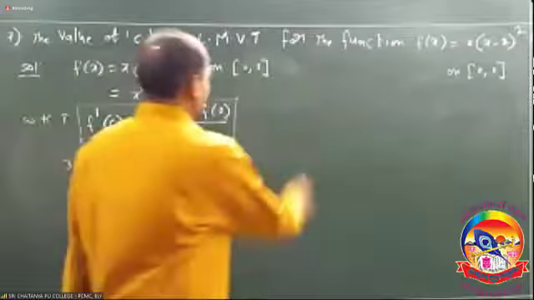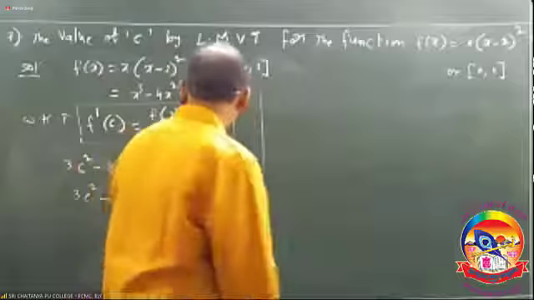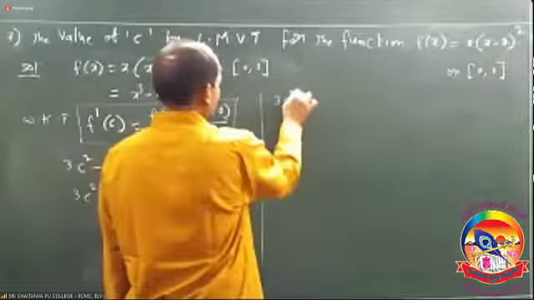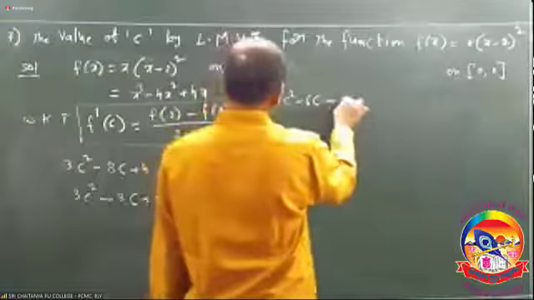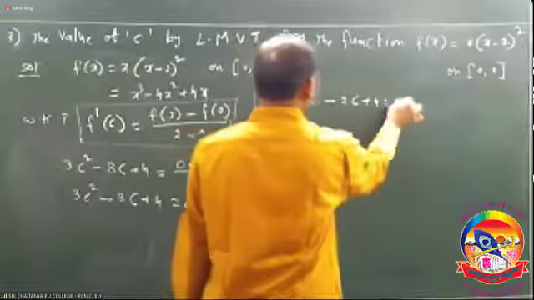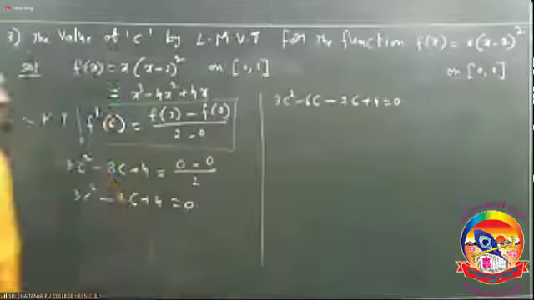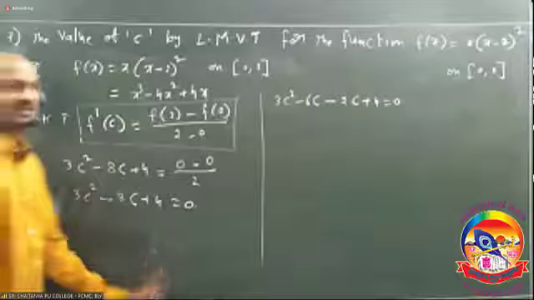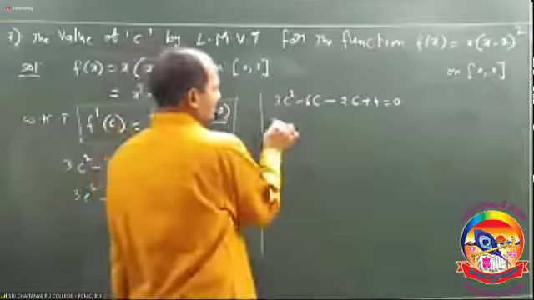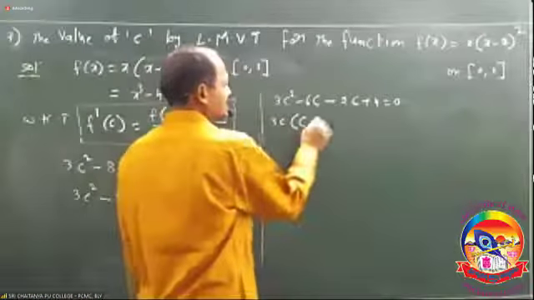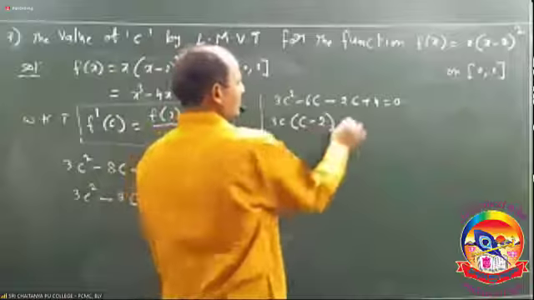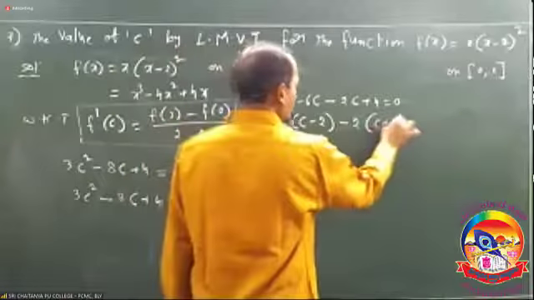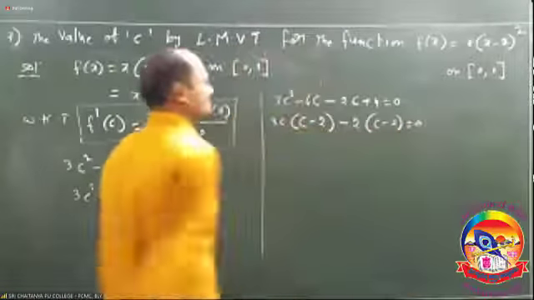It is a quadratic equation form, then take factors. 3c square minus 6c minus 2c plus 4 is equal to 0. Product 3 into 4 gives 12, so split as minus 6 and minus 2. Then 3c into c minus 2, again minus 2 into c minus 2 is equal to 0.